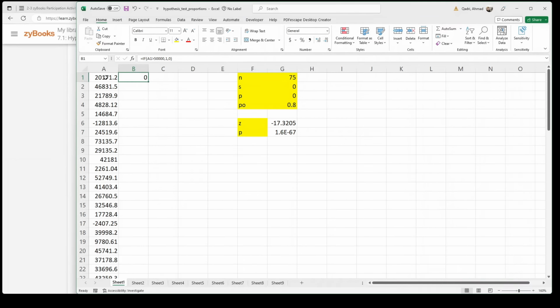So the first question is, what is p-hat? P-hat is the sample proportion. That is 13 divided by 75, which is 0.1733.